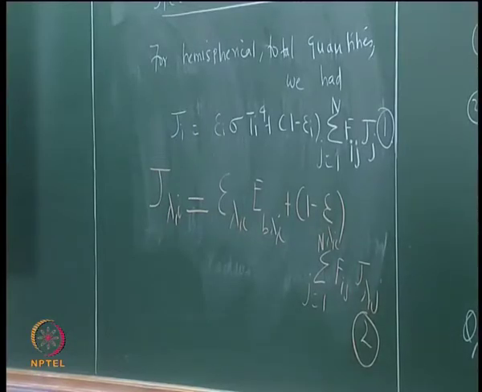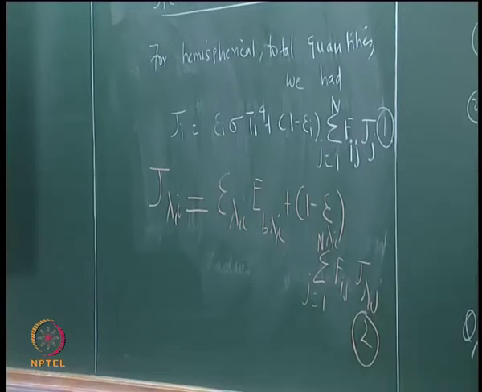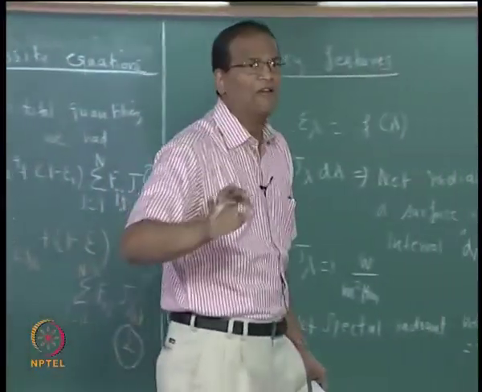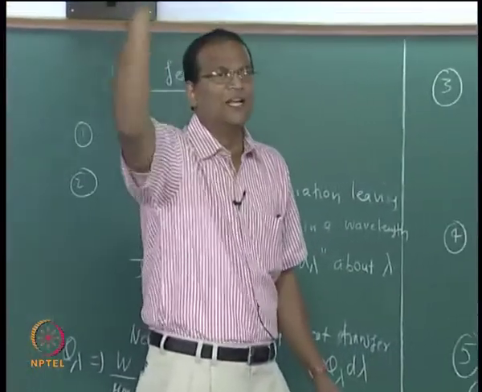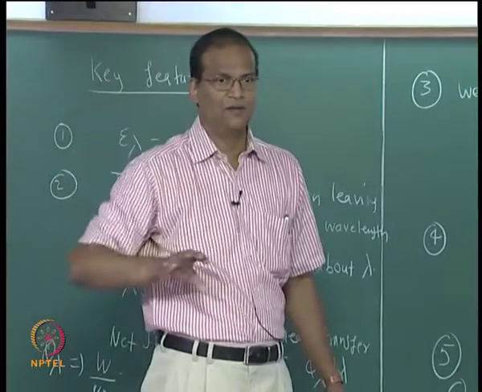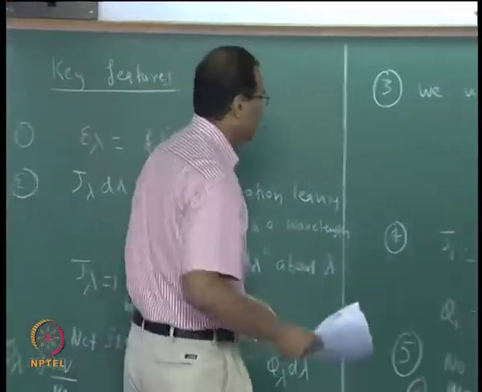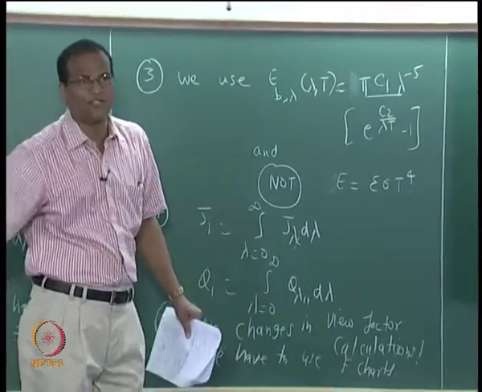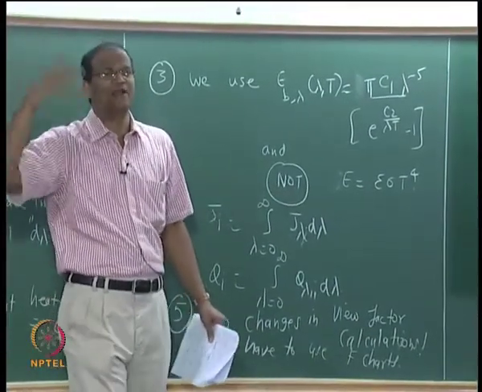For an n surface enclosure, we will have n such equations for every wavelength lambda, and for every wavelength lambda the n equations can be simultaneously solved to get J lambda. Once you get that J lambda, you can integrate it to get Ji. Then you can similarly get Jj for all the surfaces, and Ji minus Gi is the Qi.